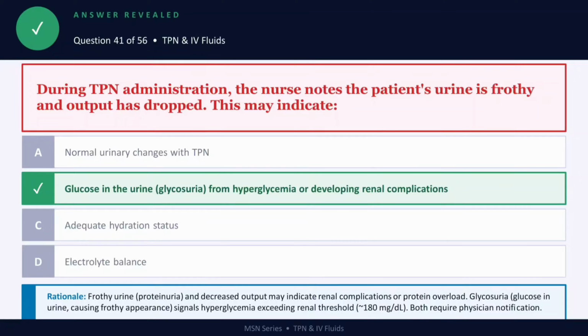Rationale: frothy urine and decreased output may indicate renal complications or protein overload. Glycosuria signals hyperglycemia exceeding renal threshold. Both require physician notification.